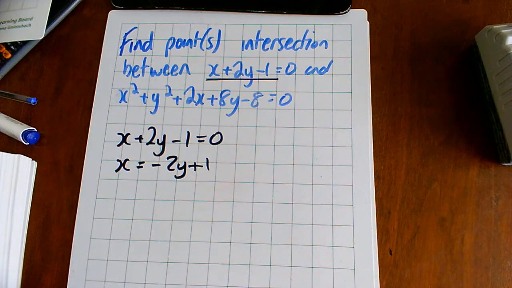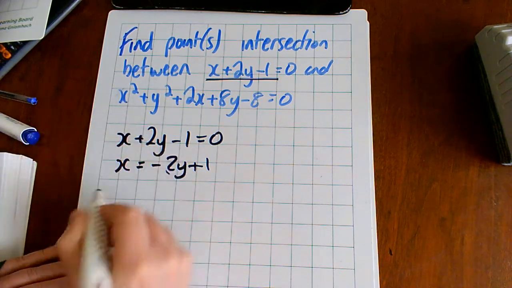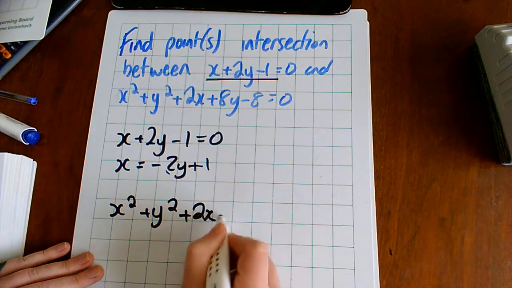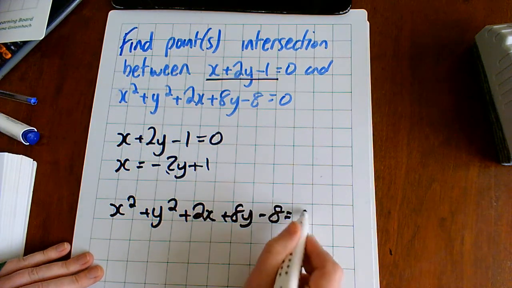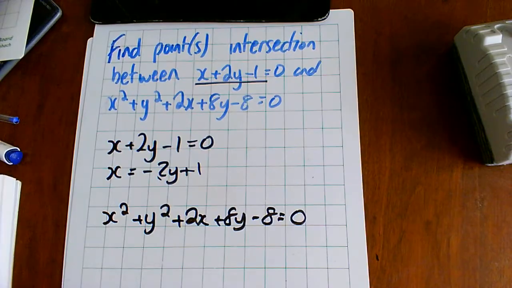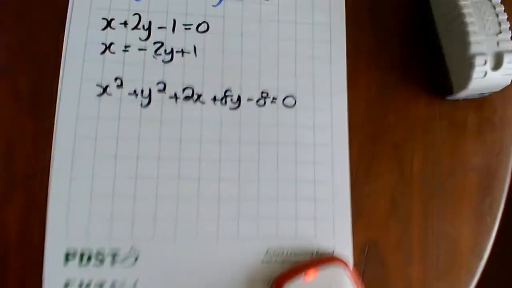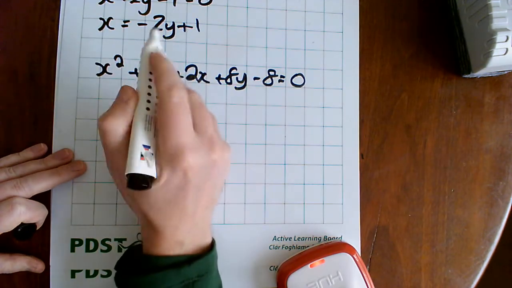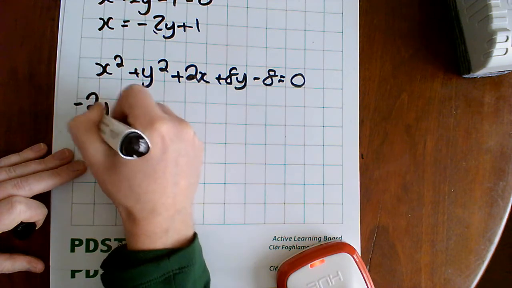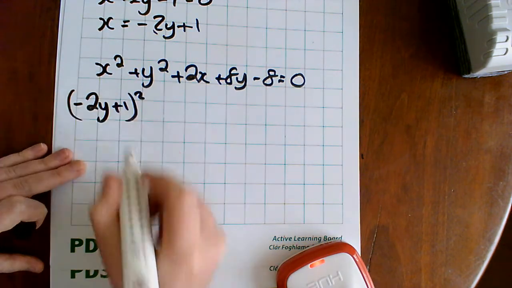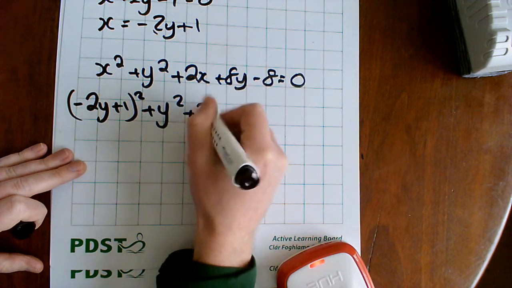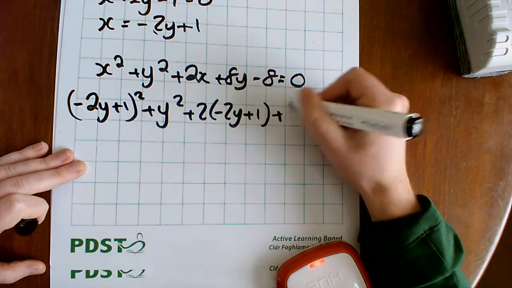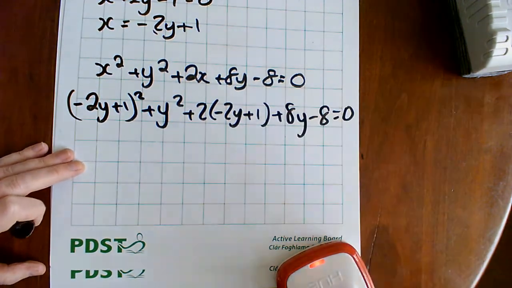Once we have that on its own, we now substitute this into our circle. So I'm going to write out our circle. x squared plus y squared plus 2x plus 8y minus 8 is equal to 0. And instead of an x, I'm going to put minus 2y plus 1. So minus 2y plus 1 squared, that's just replacing the x, plus y squared plus 2 times minus 2y plus 1 plus 8y minus 8 equals 0.